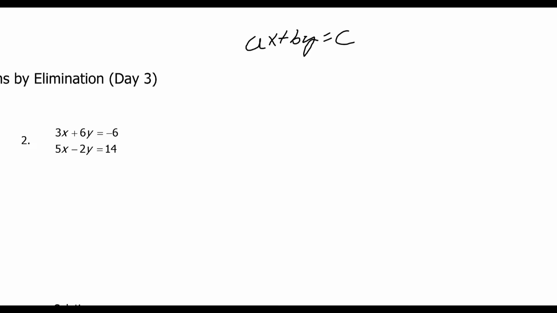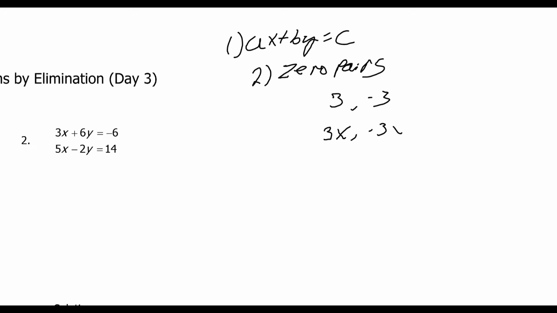Okay, second thing that we should be looking for whenever we actually start is 0 pairs. Things that are 0 pairs are things like 3 and negative 3, 3x and negative 3x, negative 5y and 5y. Things that when added together are going to equal 0.